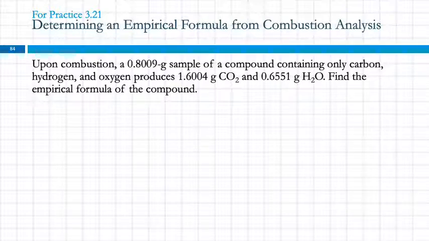Upon combustion, a 0.8009 gram sample of a compound containing only carbon, hydrogen, and oxygen produces 1.600 grams CO2 and 0.6551 grams H₂O. Find the empirical formula of the compound. This is like the previous one, but worse, because this one also has oxygen in it. We're going to start out the same.